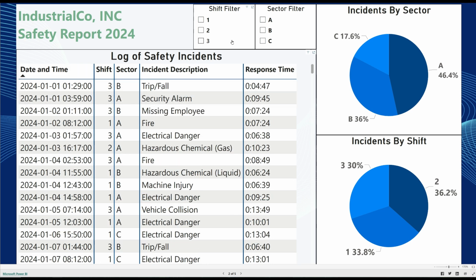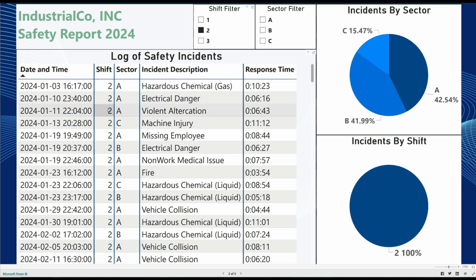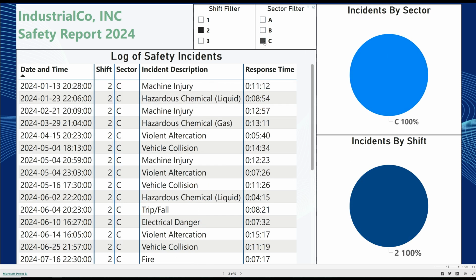On the top, we have filters, so we can look at specific shifts or specific sectors if we want. I can look at shift 2, and you can see that I only have shift 2. I can look at sector C, and I only have sector C.